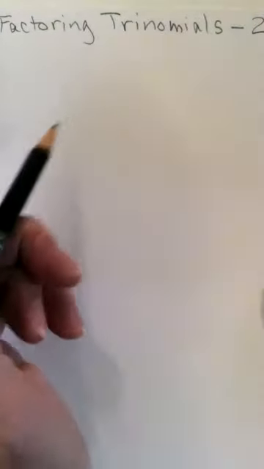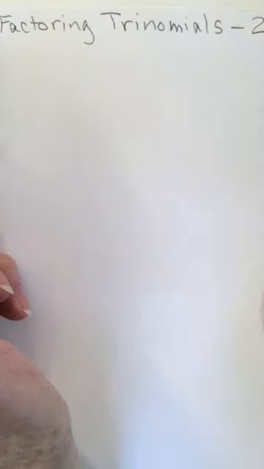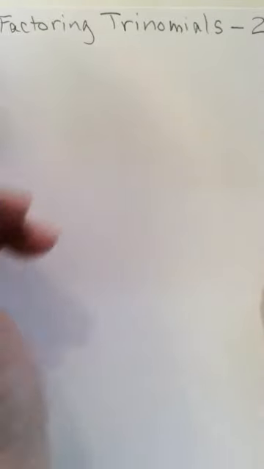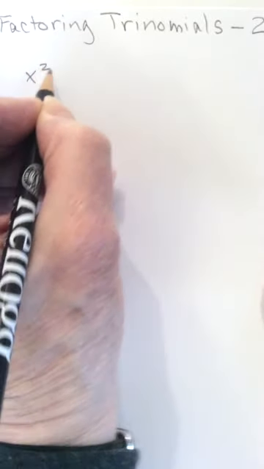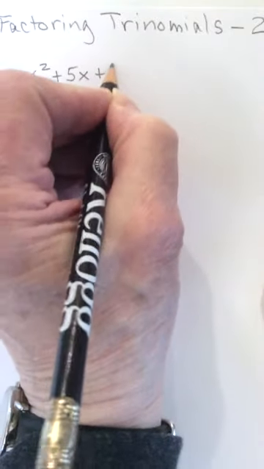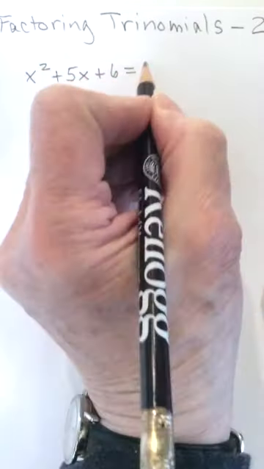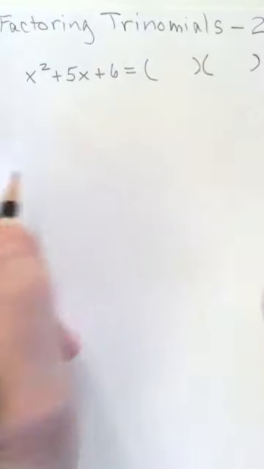Okay, welcome back. Now we're going to work on the actual factoring part of factoring trinomials. Let's take some of the examples that we did for the multiplication part and see how we can undo the multiplication, because that's what the factoring really is. So if I wanted to factor x squared plus 5x plus 6, I know if it factors, I'm going to be able to factor it into two binomials that look like that.